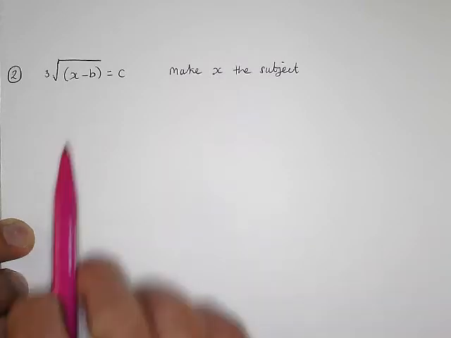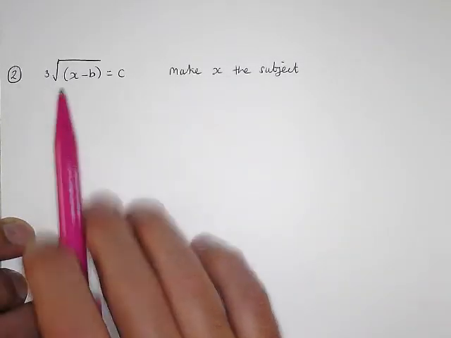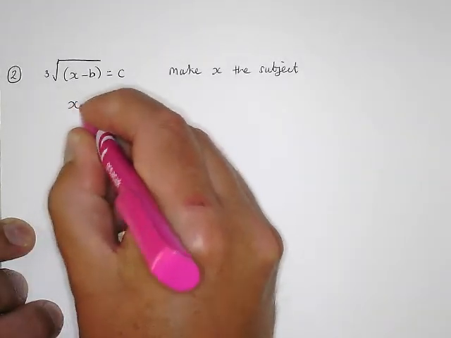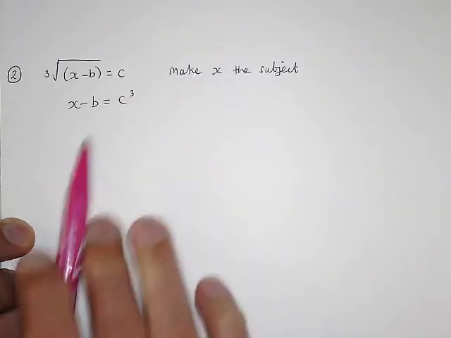Question 2. We want to make x the subject. So this time we have a cube root. So before we can do anything, we've got to get rid of that cube root. The opposite of cube rooting is the cube. So if we cube the c, all of a sudden the cube root has disappeared.